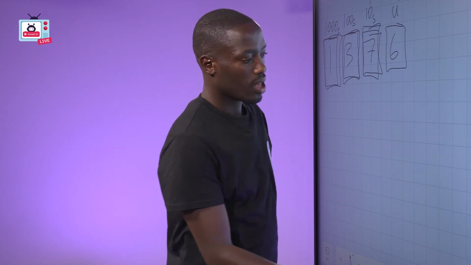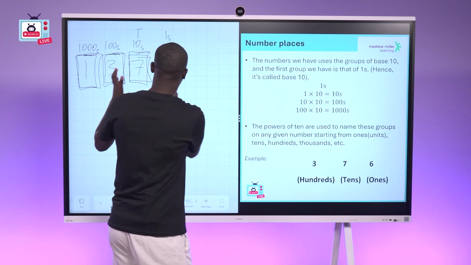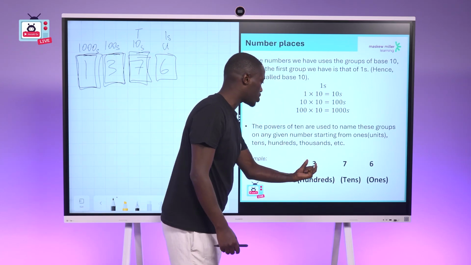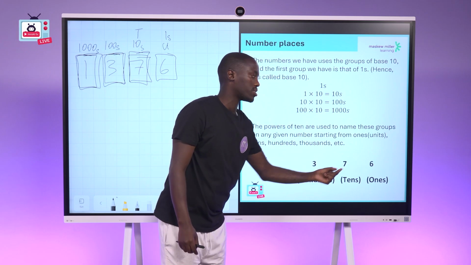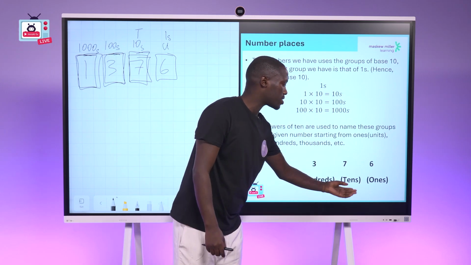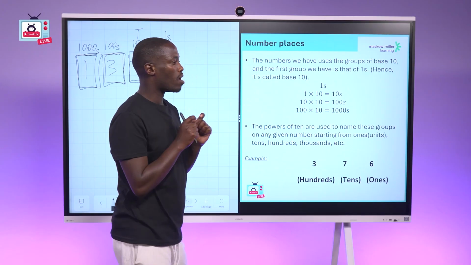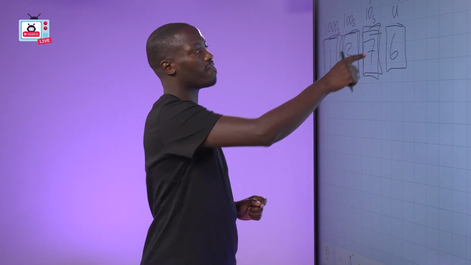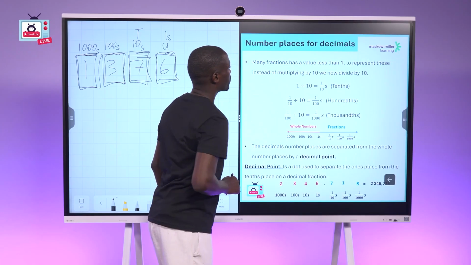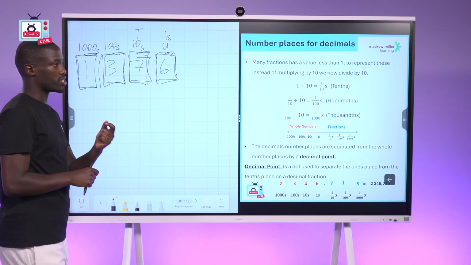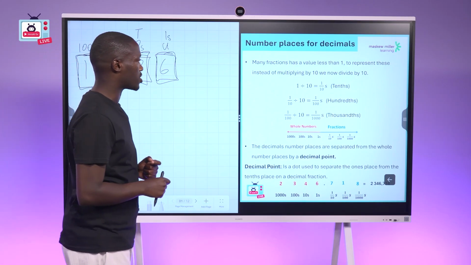Now, here I was just explaining what we are having here, which is the 3 on 376 is the hundreds, and then the 7 is the tens, and then the 6 is the ones. And for this, instead of calling it units, I will call it the ones place. Okay, now the number places for decimal fractions.